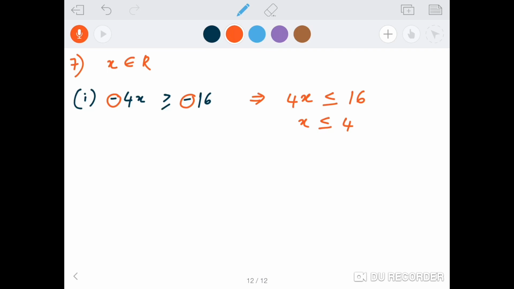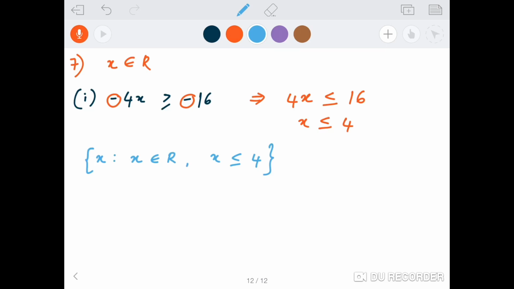Now think of all real numbers that are less than or equal to 4. There are so many real numbers that are less than or equal to 4. So in this case, you have to write it in set builder notation, which says x such that x belongs to R and x less than or equal to 4.